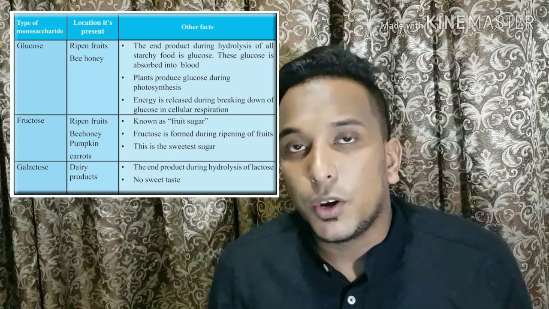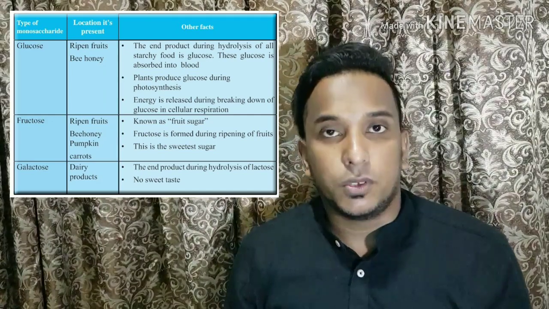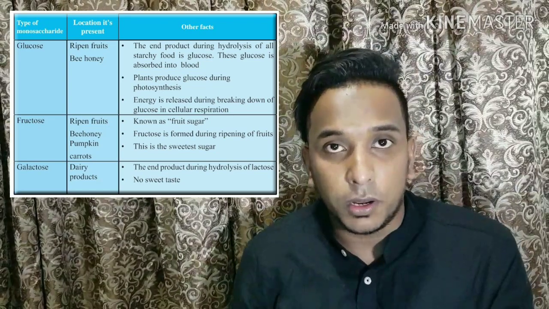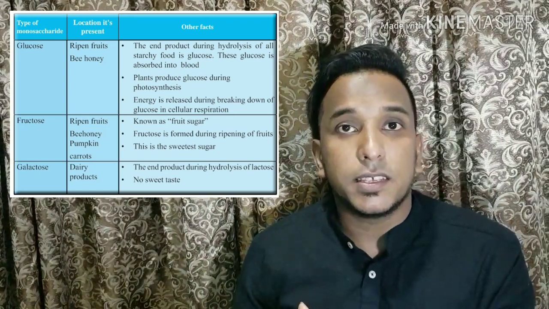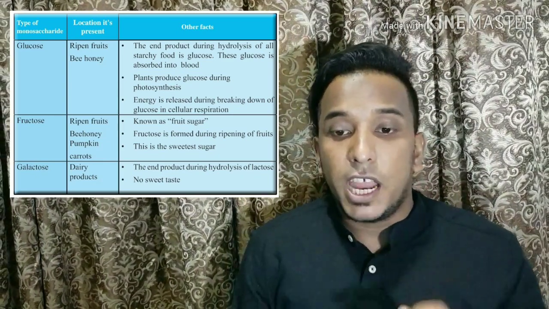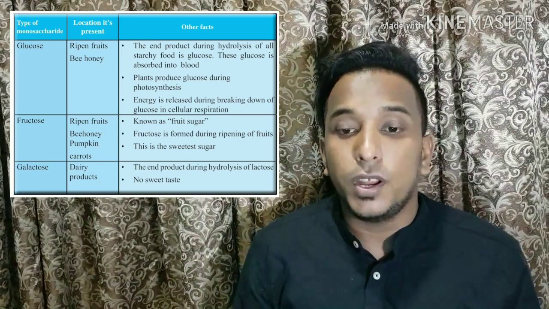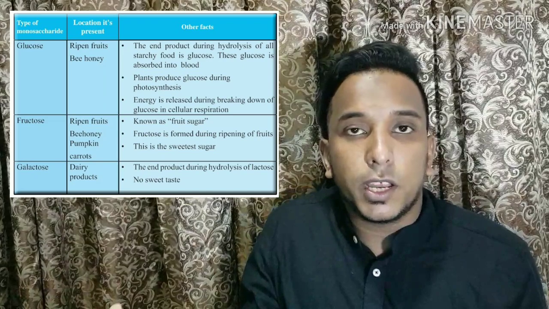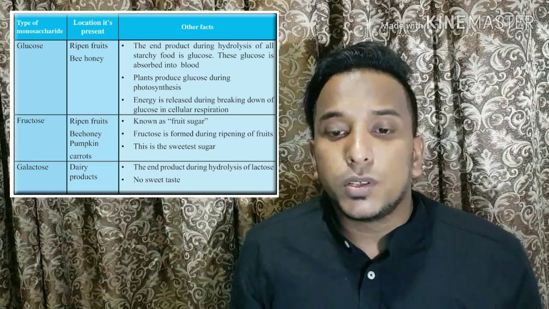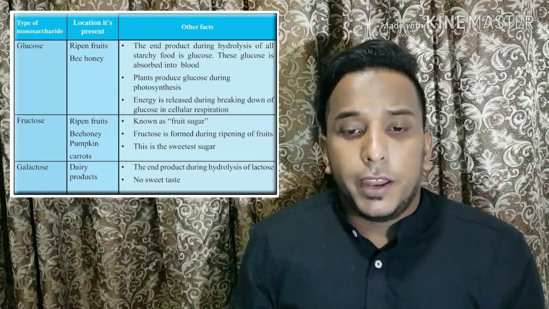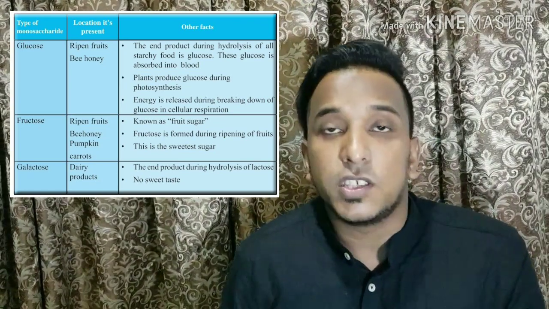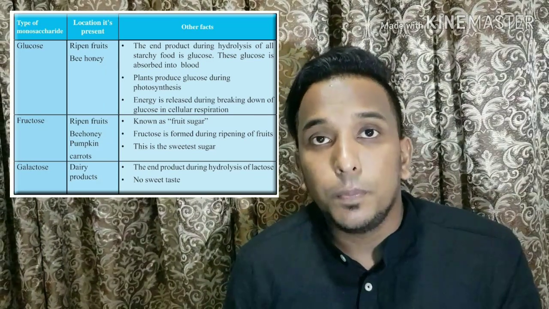So what do you mean by the word hydrolysis? Hydrolysis is the process by which a chemical compound is broken with the help of water. Hydro means water, lysis means breaking. Breaking with the help of water is known as hydrolysis. So the end product during hydrolysis of starchy food is glucose. That means the final product that you get of all hydrolysis of starchy food is glucose. The glucose is absorbed into the blood. Next one, plants produce glucose during photosynthesis. As I told you, photosynthesis is the process by which green plants produce their own food.